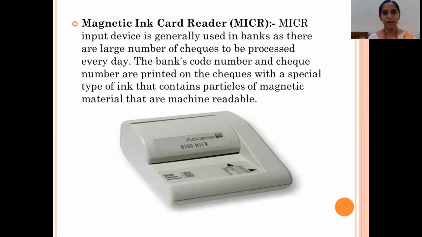Next is the MICR. MICR stands for Magnetic Ink Character Recognition, used in banks. As a large number of checkbooks and checks are processed every day in banks, the bank's code numbers and check numbers are printed on a check with a special type of ink that contains particles of magnetic material. This machine can read that. It is called a magnetic ink card reader.